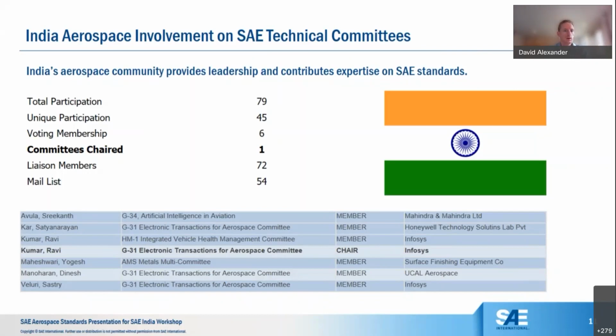I call out our friend Dr. Ravi Kumar, who's actually at the leadership level, providing such a high degree of leadership in chairing the G31 Committee on Electronic Transactions for Aerospace. In addition to that, we have 72 liaison members and 54 who are keeping track of SAE standards through the mailing list.